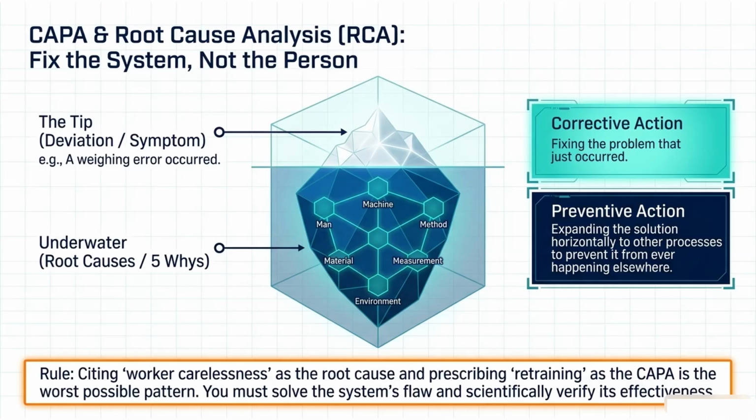The golden rule here is citing worker carelessness as the root cause, and prescribing retraining as the CAPA is the worst possible pattern. You must find the systemic flaw, implement corrective and preventive actions, and scientifically verify their effectiveness.